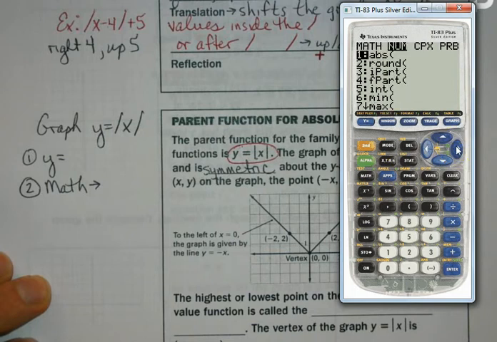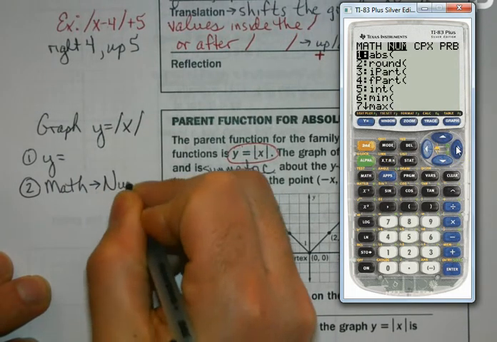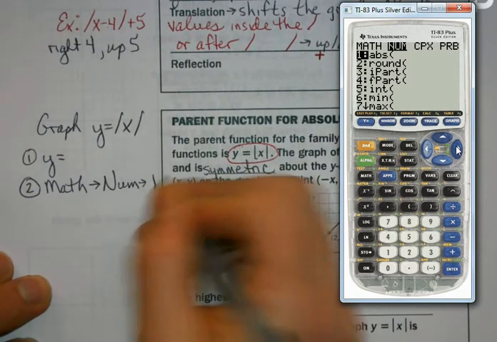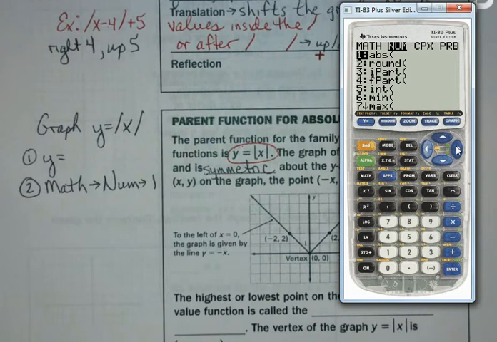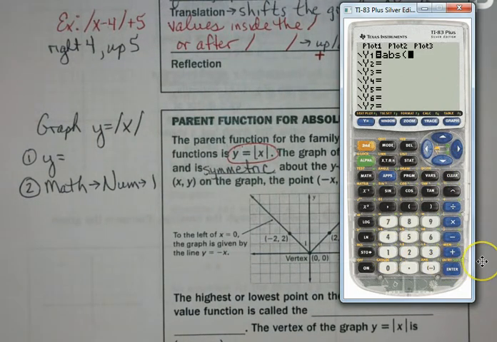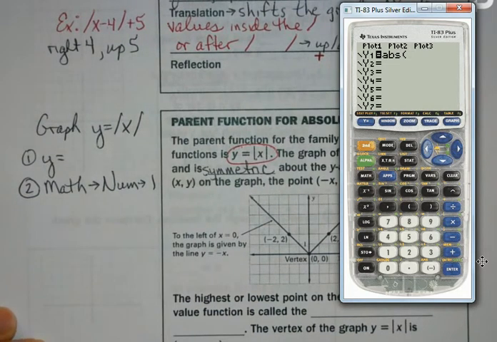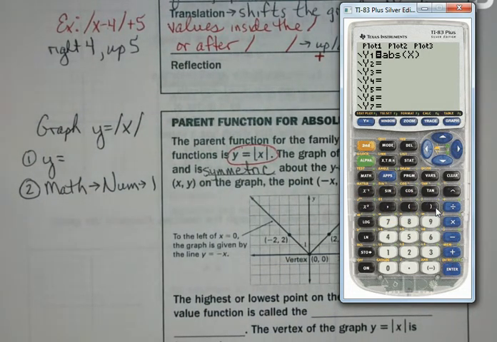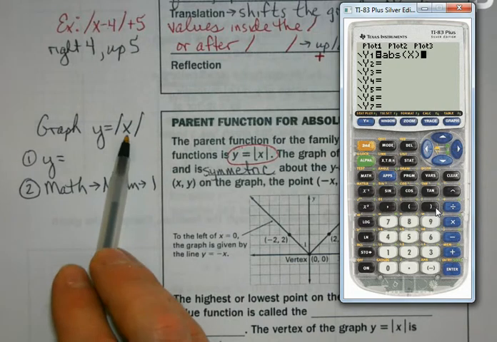I want to move over to where it says num. That's kind of my numbers menu. And you'll notice the very first thing there says ABS, which stands for absolute value. So if I move over there and I hit the 1, you're going to see this thing that says abs there. And then we're just going to type in whatever's in the absolute value and close it. So in this case, it's just x. So I'll type in an x, and I'll close it, and that's the calculator's way of saying, I want to graph the absolute value of x.